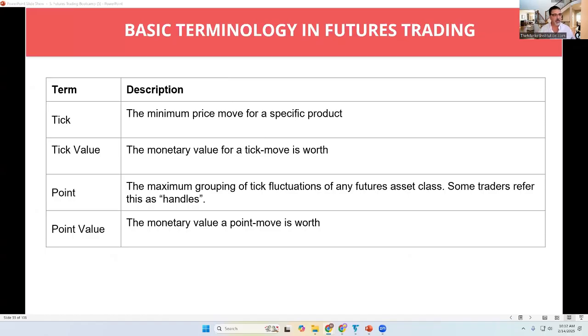The tick value is the monetary value that each tick is worth. So if I'm trading crude oil and it moves 1 tick and 1 tick equals $10, one grouping of ticks makes a point. So 10 ticks at $10 a tick is $100 a point. The point value is the monetary value that the whole point is worth.